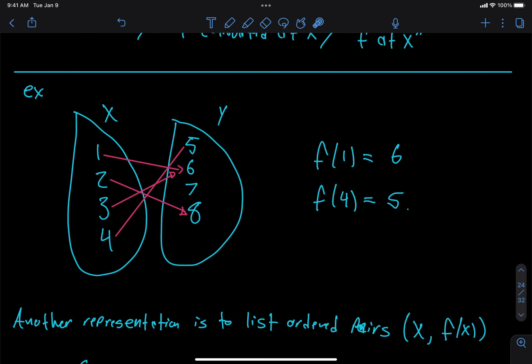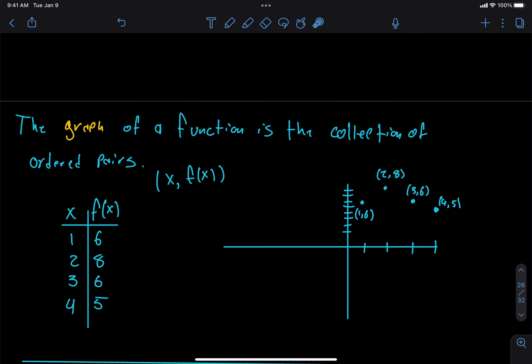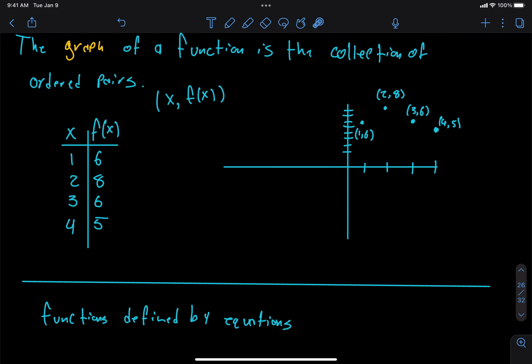So I'm going to re-communicate this information in terms of a table. I've got the points x and f of x, and I'm going to make 4 points. The first point is going to be the point 1 comma 6. So that one is shown here, right? It's 1 to the right and 6 up. Then 2 comma 8, I go 2 to the right and 8 up, okay? And then 3 comma 6, I go 3 to the right and 6 up. And then 4 comma 5, I go 4 to the right and 5 up.